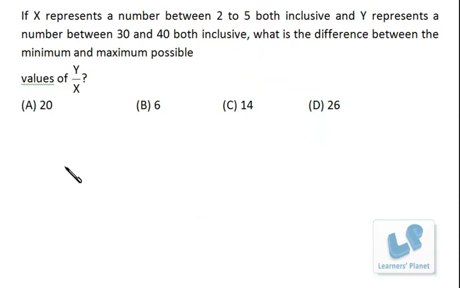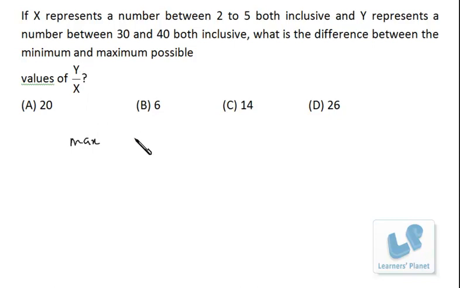Now let's see this problem. If x represents a number between 2 to 5 both inclusive and y represents a number between 30 to 40 both inclusive, what is the difference between the minimum and maximum possible values of y by x? Quite a simple problem. If we wish to calculate the maximum value of y by x, then y should be maximum and x should be minimum.